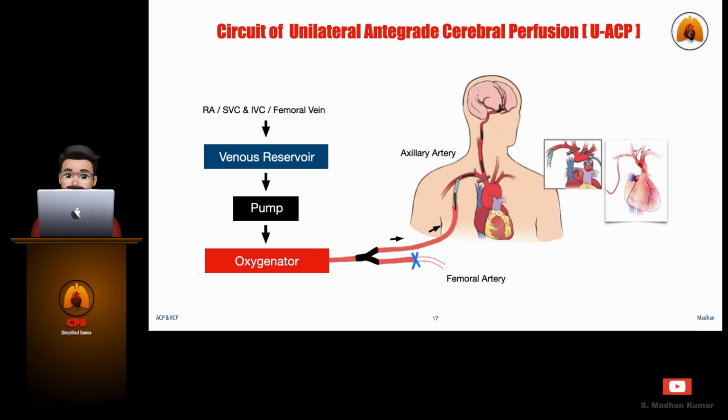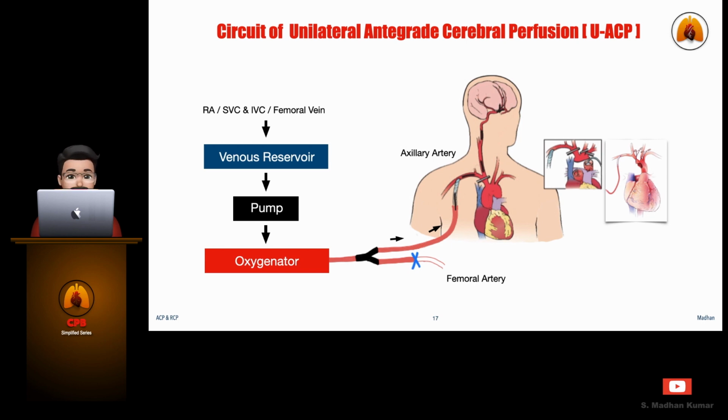In this circuit, venous drainage is obtained from the RA, or SVC-IVC, or femoral vein cannulation. It is drained into the venous reservoir, and from the reservoir through the pump, the blood is oxygenated using the oxygenator. While delivering unilateral antegrade cerebral perfusion, make sure to clamp the femoral artery line from the bifurcation and flow through the axillary artery line.